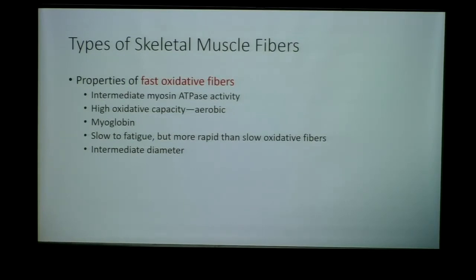They're going to fatigue a little bit less than fast glycolytic, but a little bit more than slow oxidative, okay? So they're right in the middle. Their diameter is, again, right in the middle, sort of intermediate. So they're gonna generate a moderate amount of force production, not as much as fast glycolytic fibers, but not as little as our slow oxidative fibers, okay?